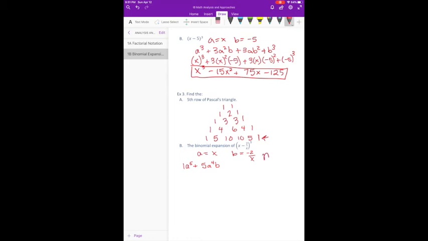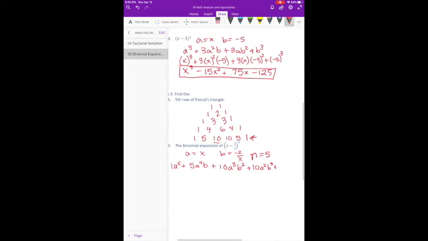N equals 5. Okay, and then the next coefficient is 10. So we have 10, a to the third. We continue to count down. We count up with the b's. Then the next coefficient is 10, a squared, b to the third, plus 5 b to the fourth plus b to the fifth. Squeeze it in there.